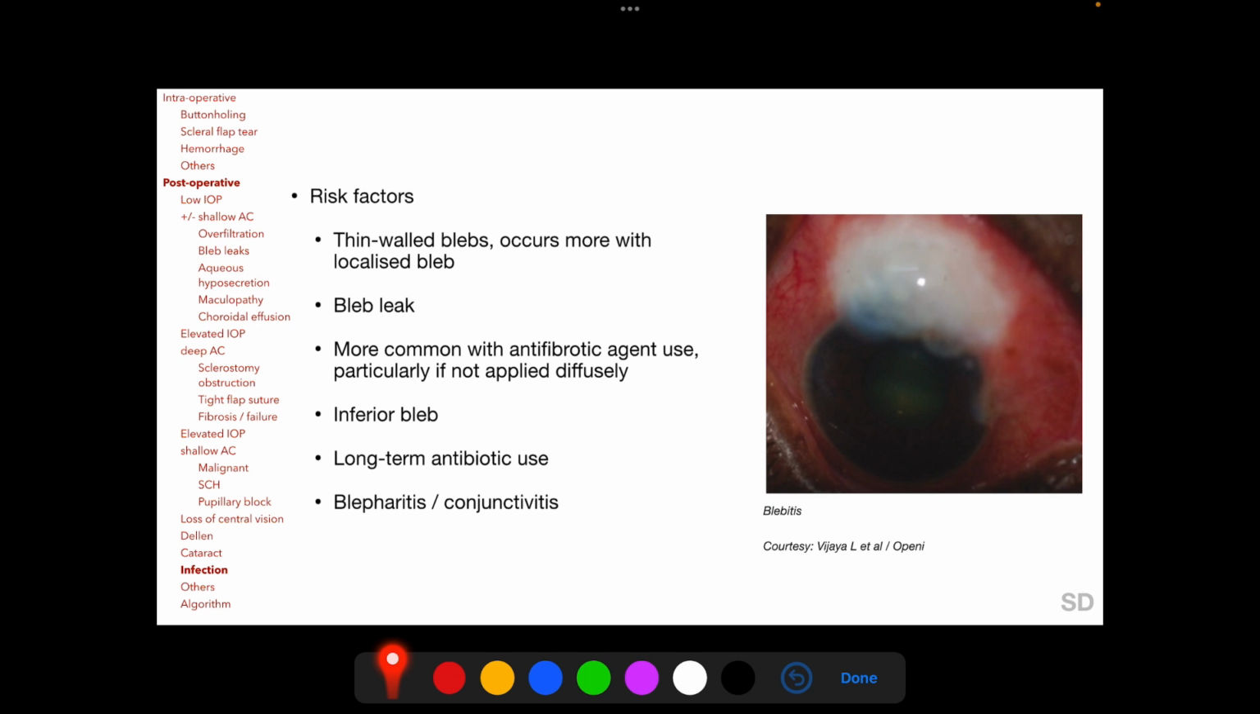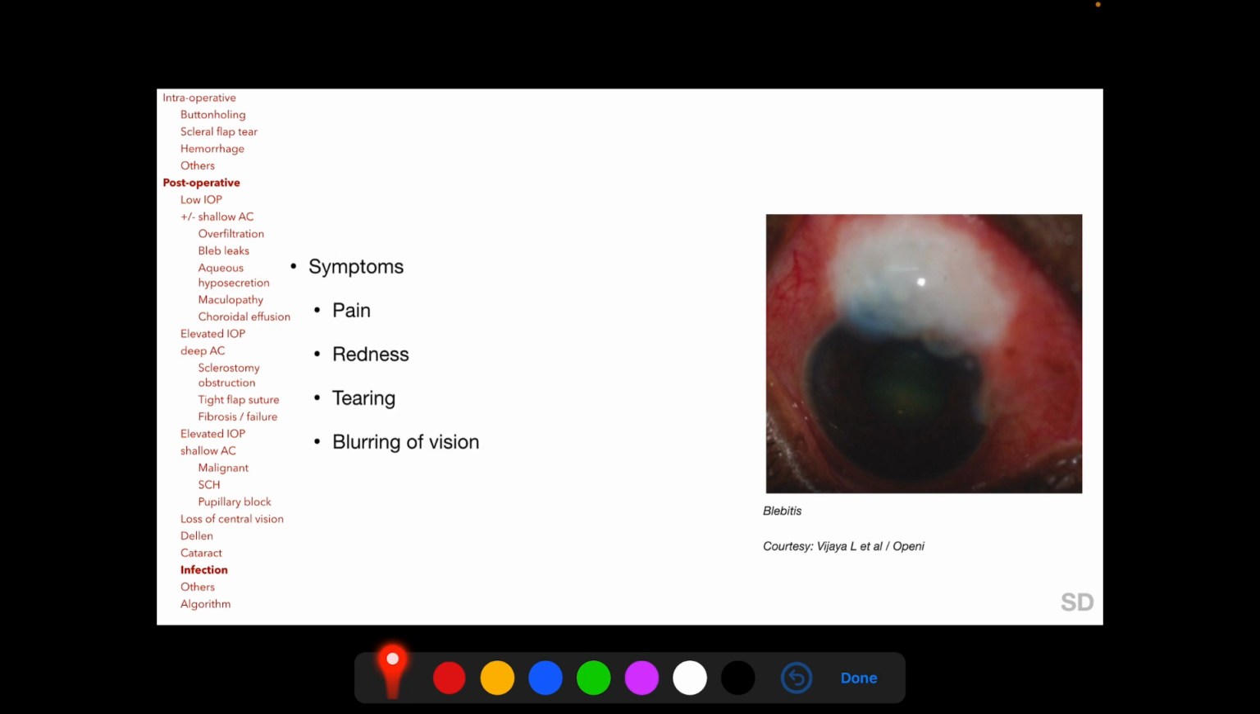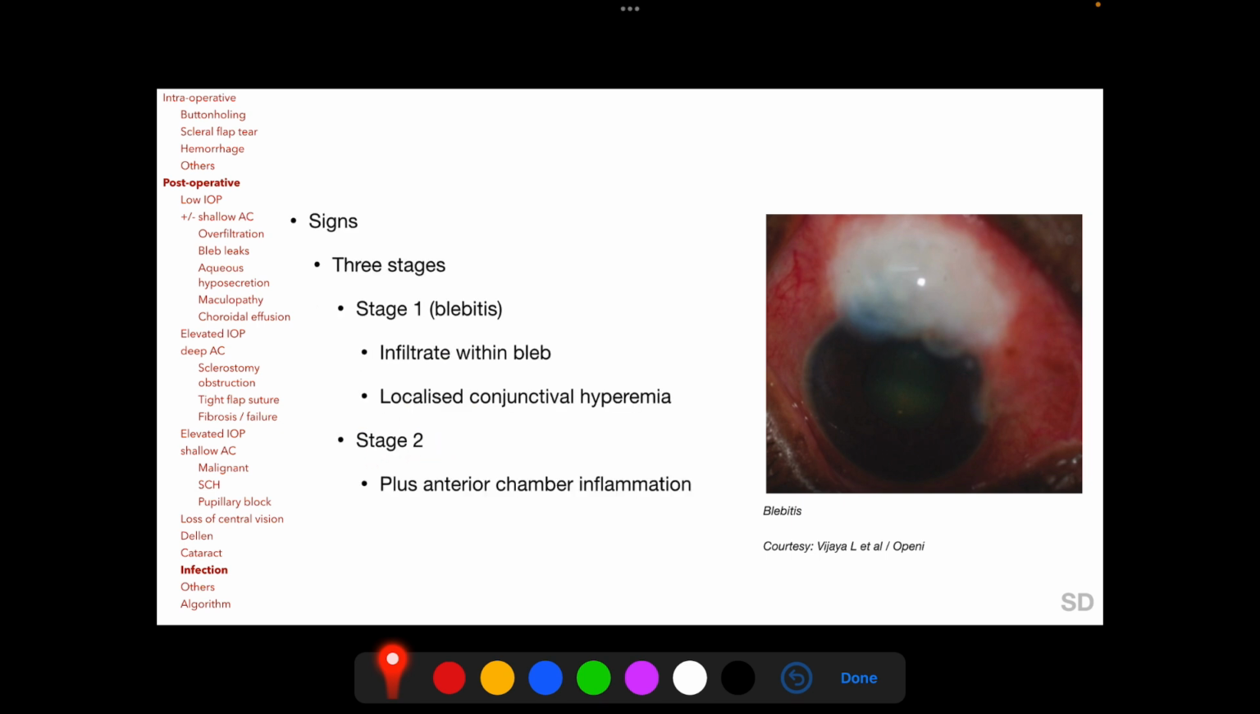Risk factors of bleb-associated infections are thin-walled blebs, bleb leaks, use of antifibrotic agents, which may lead to the occurrence of these two risk factors, inferior position of a bleb, long-term antibiotic use leading to antibiotic resistance, blepharitis, and conjunctivitis. Symptoms of bleb-associated infections include pain, redness, tearing, and blurring of vision.